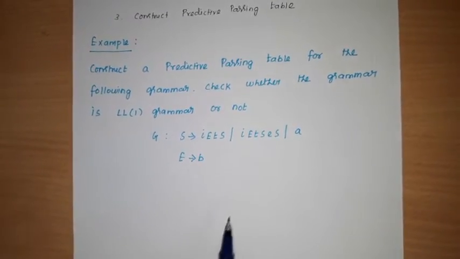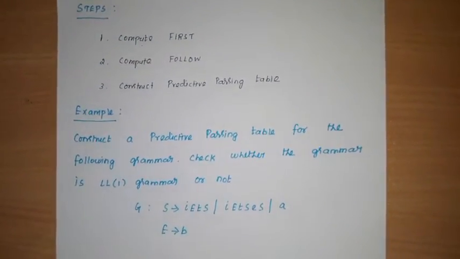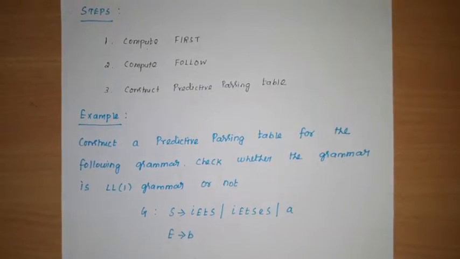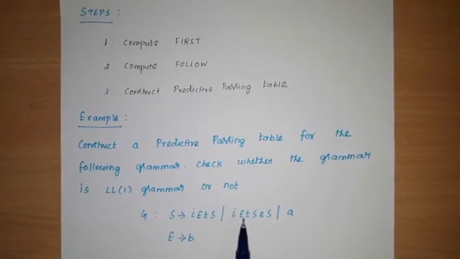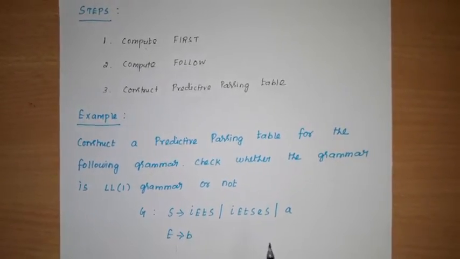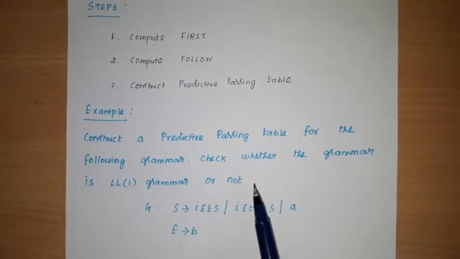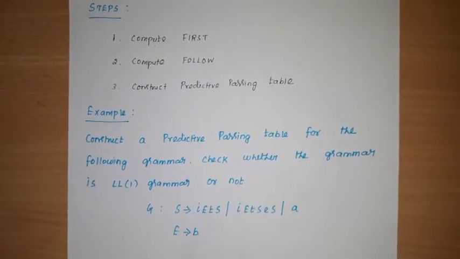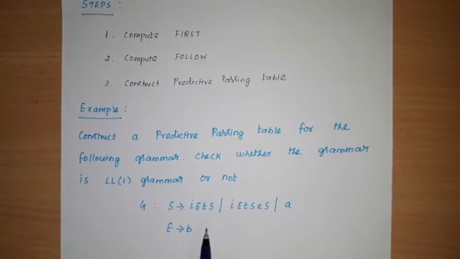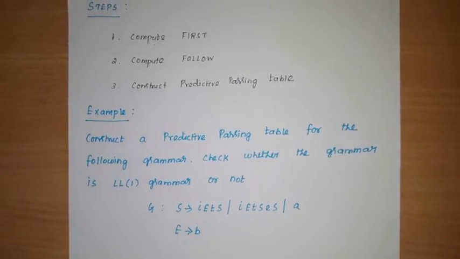So I already told, before computing first and follow, we have to check whether the production rules of the grammar have left recursion or left factoring. If there is left recursion or left factoring, we have to eliminate it before computing first and follow. Only after eliminating left recursion and left factoring do we compute first and follow. So the first point is to check whether the grammar has the form of left recursion or left factoring.